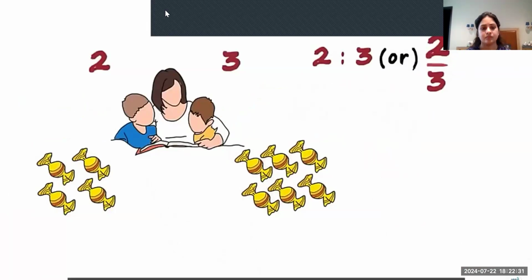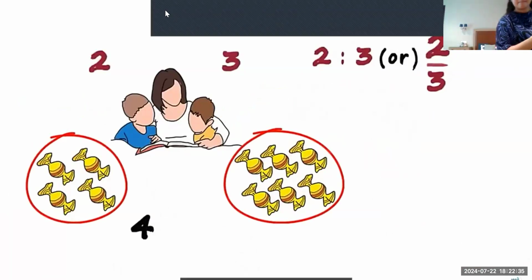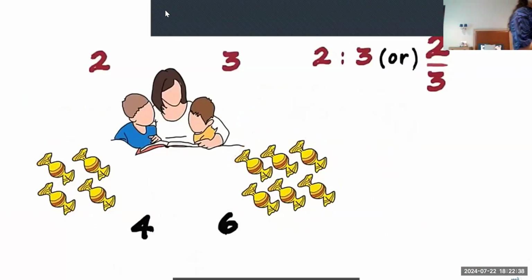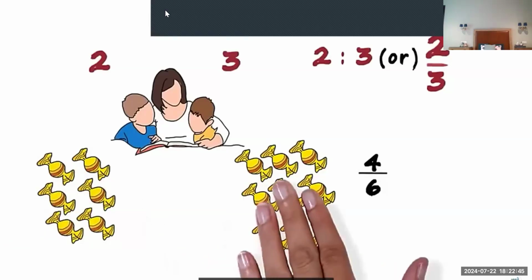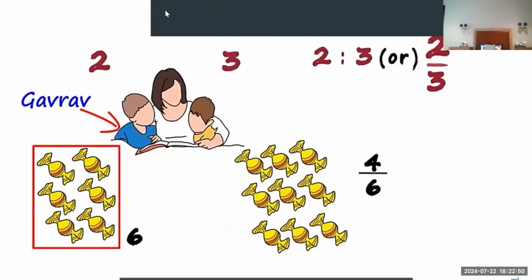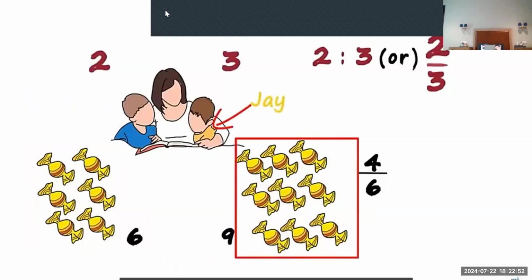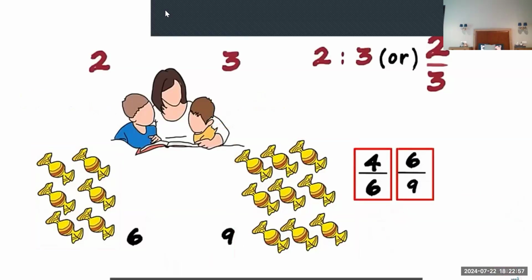Now let's count the total number of chocolates each of them have. Gaurav has 4 and Jay has 6. The ratio now becomes 4/6. The magic hand again gives Gaurav 2 chocolates and Jay 3 chocolates. Now the total number of chocolates with Gaurav is 6 and with Jay is 9. So the ratio becomes 6/9. Both these ratios, when simplified, will give us 2/3. In every case, the ratio has remained the same.